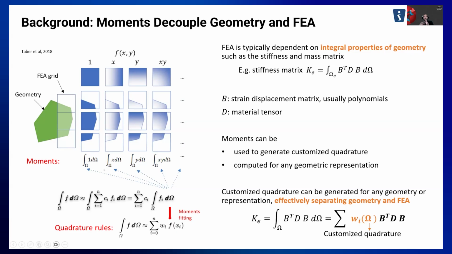Now, after you do the integration, you get a bunch of these integrals. These integrals are nothing but moments in our context. And now what we have to do is a procedure called moment fitting. That essentially gives the quadrature rules for all these background cells. A couple of things to note here: this quadrature will be different for different FEA cells because different regions of the geometry are intersected here, right? So the quadrature that we generate is dependent on the geometry.